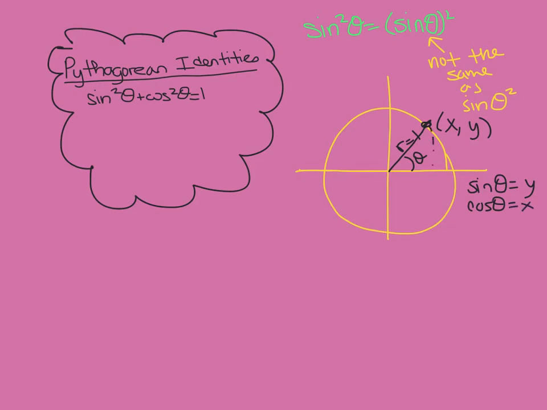If you use your Pythagorean theorem, this is why it's called the Pythagorean Identities, remember this side is x, remember this side is y, you will get x squared plus y squared equals 1. Once you get that, you can substitute in cosine for x, and you can substitute in sine for y. And that gives us our first identity. So that's where it comes from.